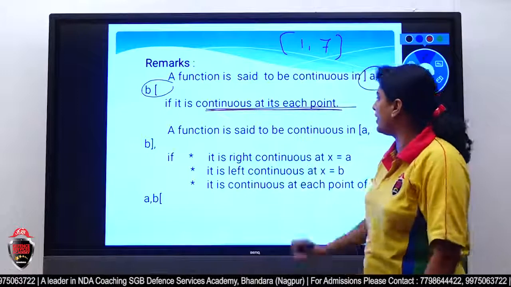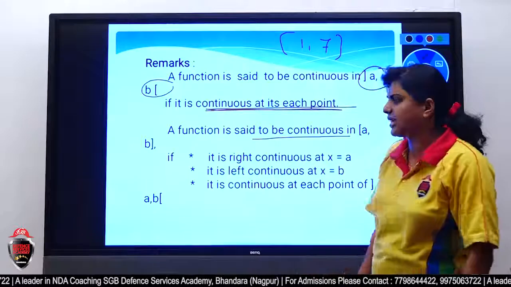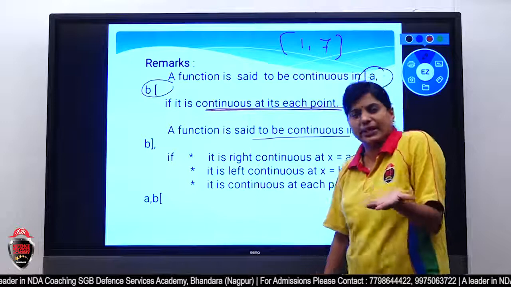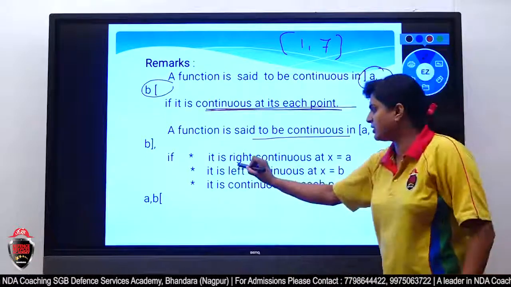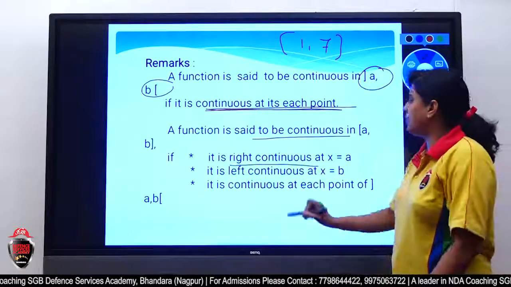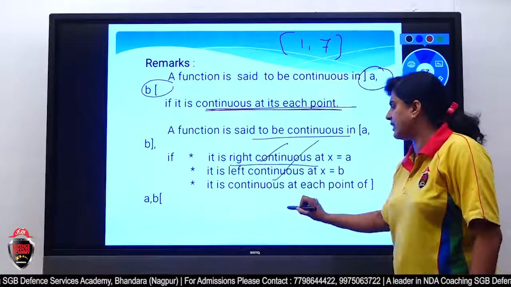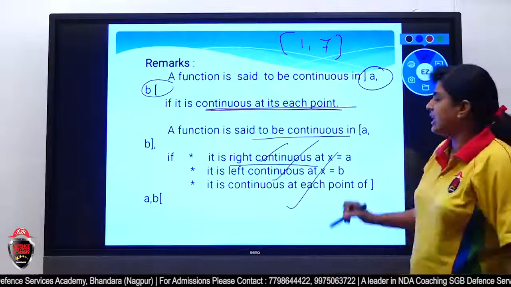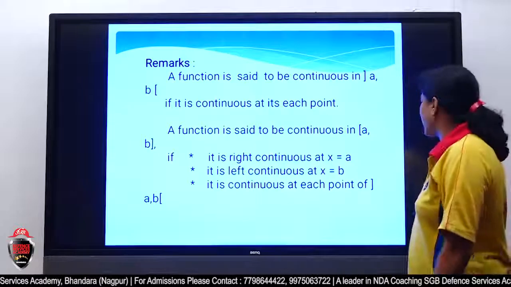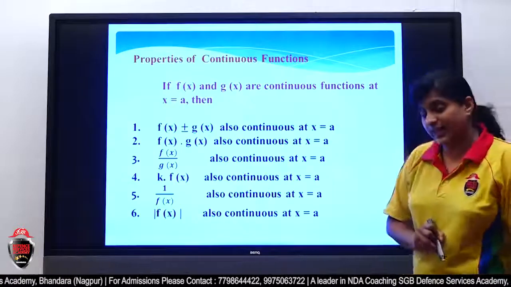Move to the second point. A function is said to be continuous if and only if it is continuous from the right, continuous from the left, and continuous at each point of its interval. Move to the next one.